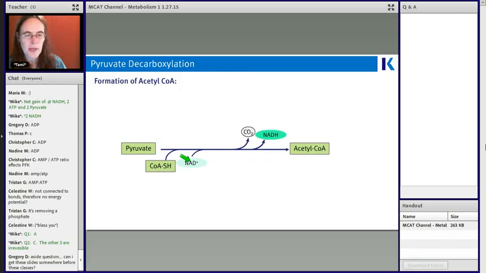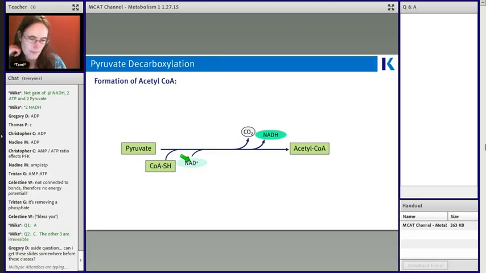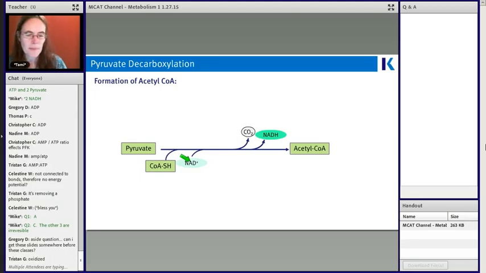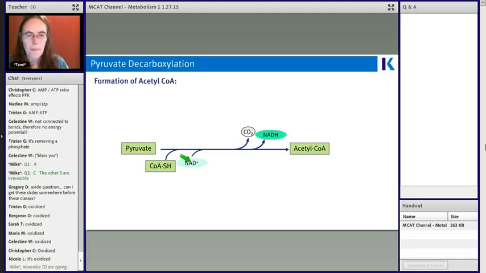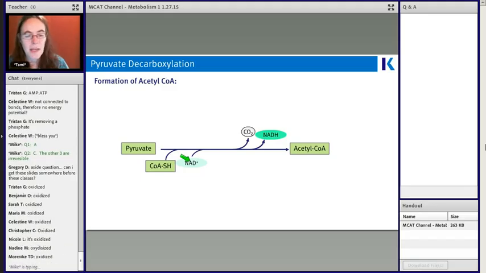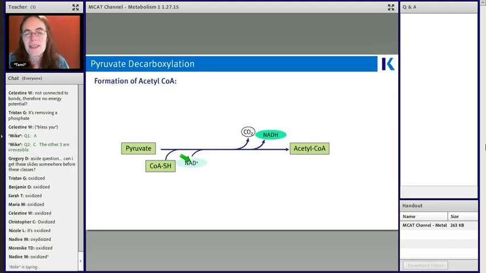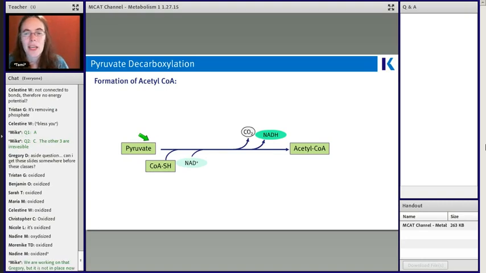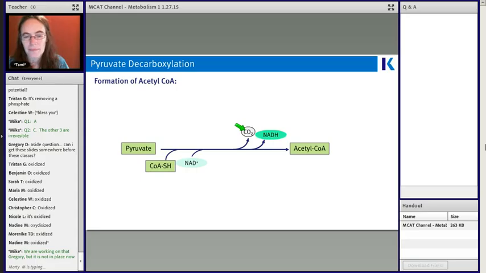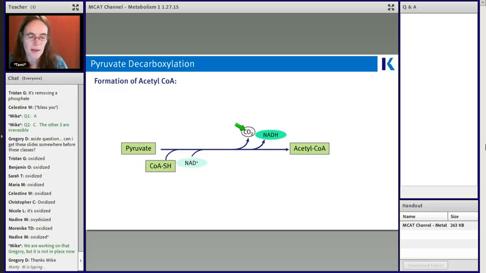Question for you. NAD here is being reduced, which means what's happening to my pyruvate? It's being oxidized. Now, specifically, it is the carboxylic acid on my pyruvate that is being oxidized into carbon dioxide. So this is going to be specifically the carboxylic acid into carbon dioxide.